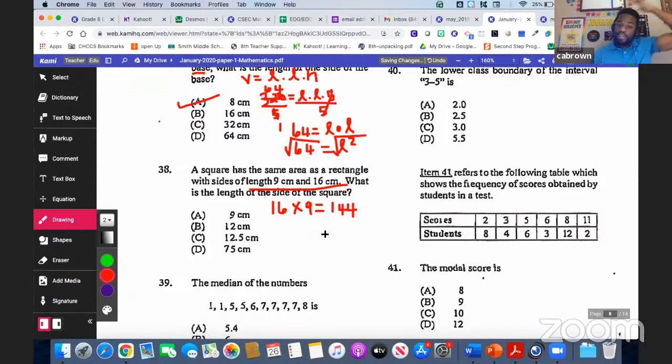If the area of the rectangle and the area of the square are the same, we know that the area of a square is equal to length times length, or L squared. We're given the area to be 144, which is equal to L squared. We can therefore go ahead and find the square root of 144, which means that one side of the square is 12.